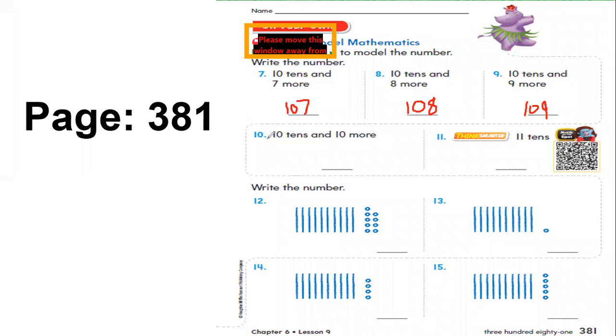Now, question number 10. 10 tens and 10 more. So are you going to write it this way? We have 10 groups of 10 and 10 more. Is this correct, everyone? Write to me in the chat box. Is this the correct way? Very good. Yes, this is not the correct way. This is the wrong way. This is not how you are going to do it. So we have 10 tens, that is 10 groups of 10, and 10 more. So that becomes 110.